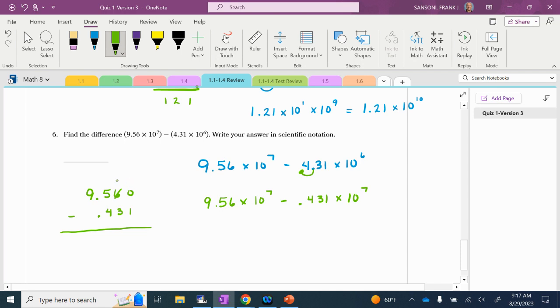0 minus 1, I cannot do. Borrow from the 6, it becomes a 10. 10 minus 1 is 9. 5 minus 3 is 2. 5 minus 4 is 1. Decimal straight down. Do I like that number? Yeah, I love that number because why? It's already between 1 and 10, so I don't have to move it anymore. It's already there. 9.129 times 10 to the what power? 7th. That is your test.